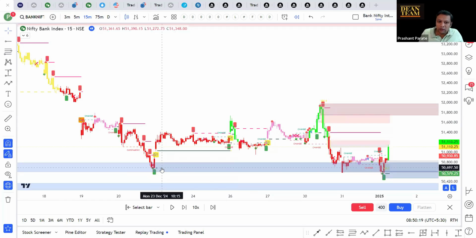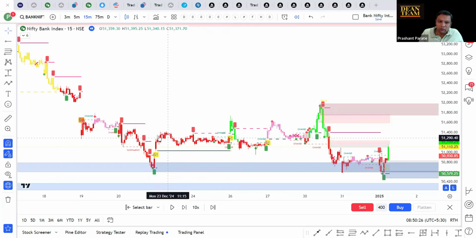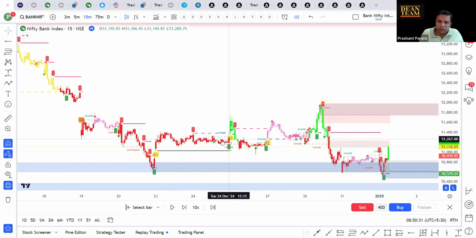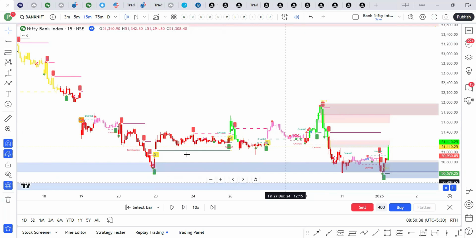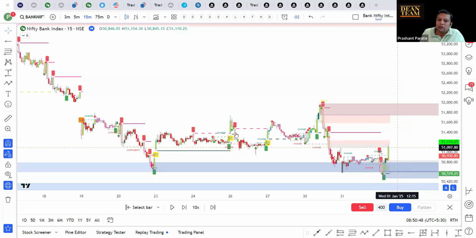I had already said this when this low was broken. I had said on Monday, when the close was around 51,300, that we can expect prices to come below 50,600 and then reverse. So if we know the roadmap, then we can understand that if this low is broken, it will create a spring. After that, if there is a bullish change, we can buy there.